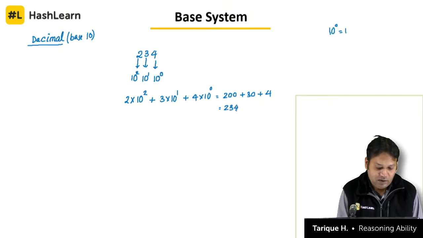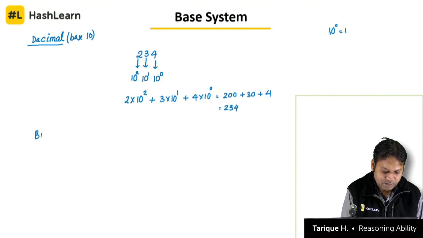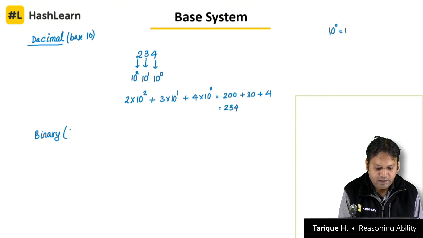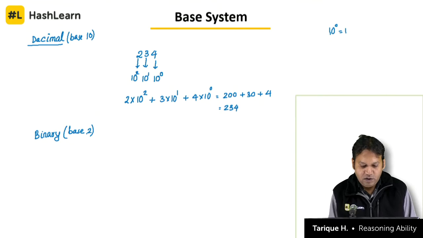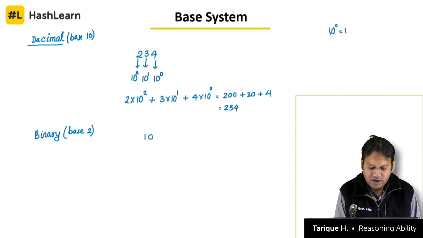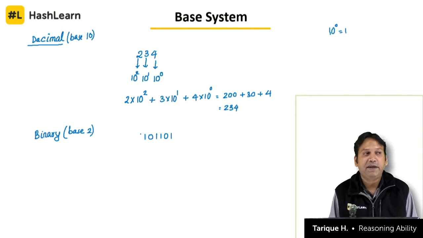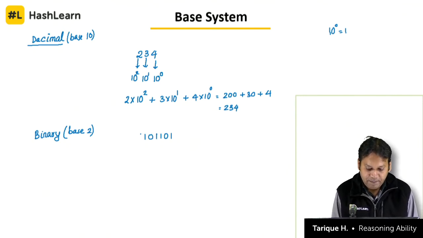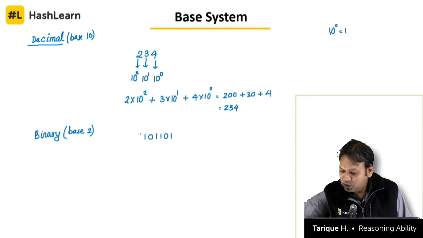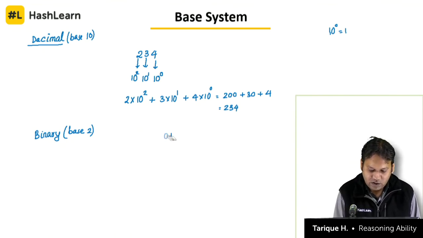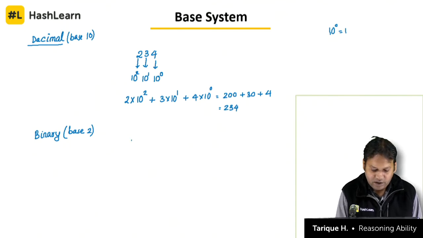Now let us do the same thing with the binary system. Let us take binary. Now what is binary? Binary is base 2. So if I write a number in binary, let us say 101101. We can write a number in binary only by using ones and zeros, so I have done that. Let me just write it with a little bit more space for you: 1 0 1 1 0 1.